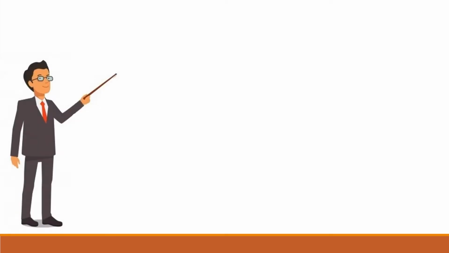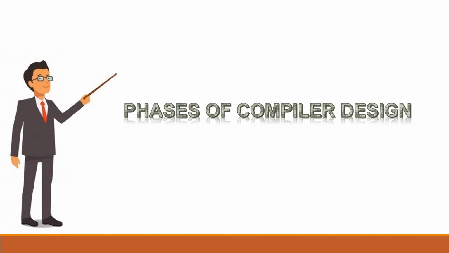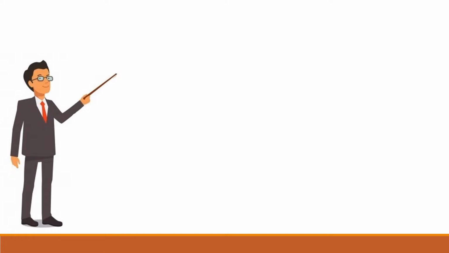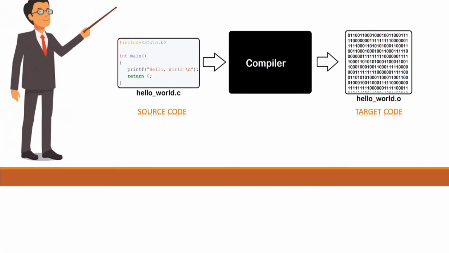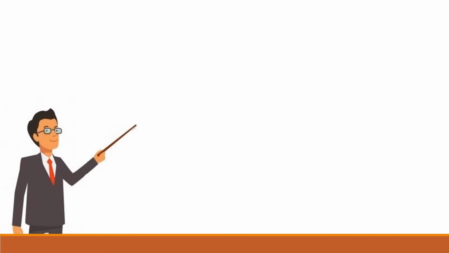Hello. Today, we will take up another topic, which is upon phases of compiler design extensively. To commence with the topic of phases in compiler design. Firstly, let's just refer to the compiler. Compiler, it is a translator, which converts source code into the target code. Let's consider an example for this.